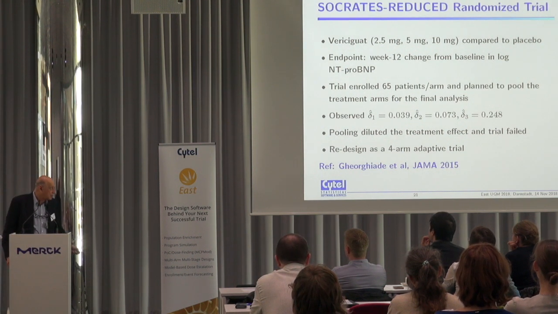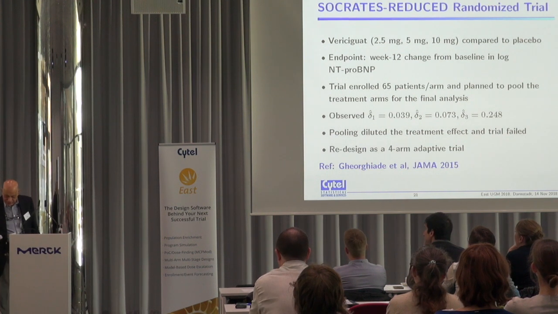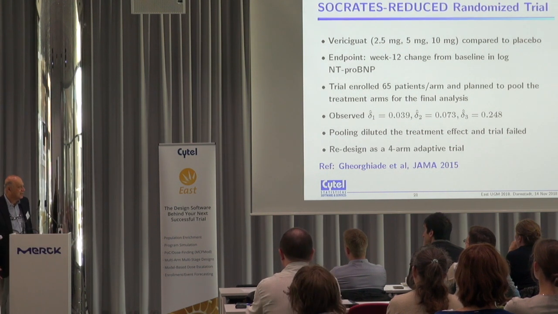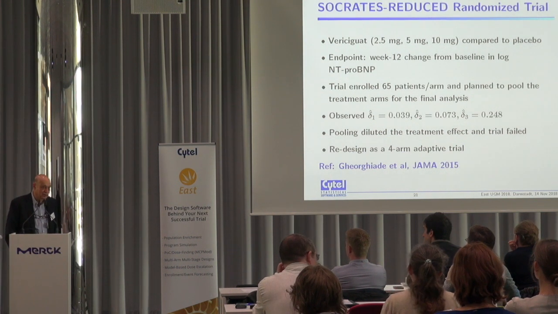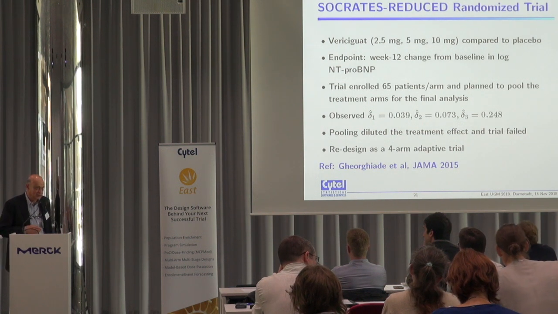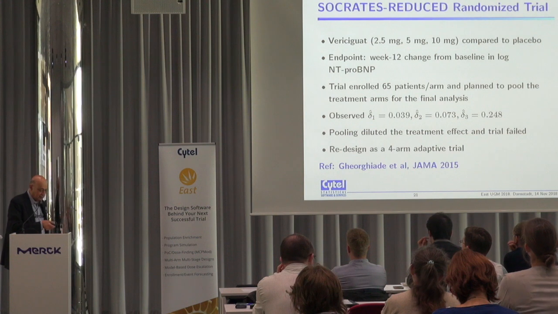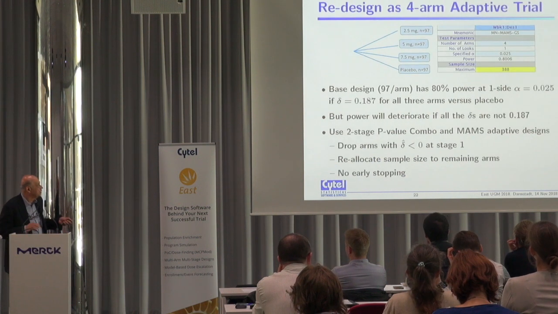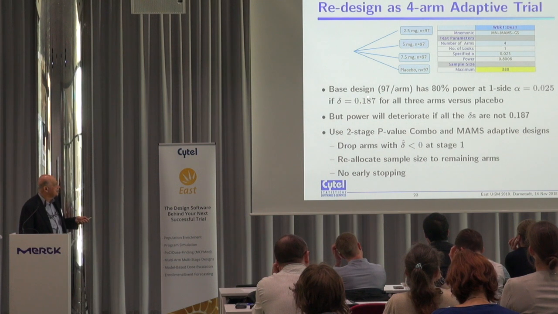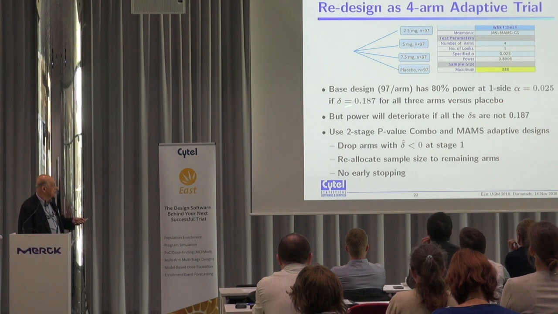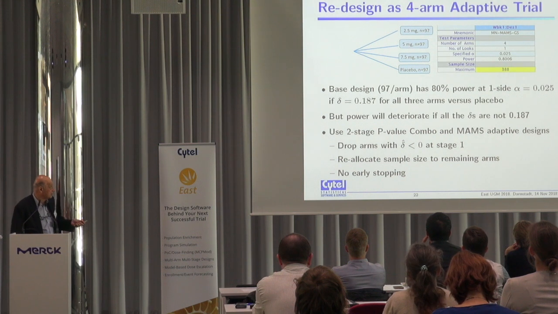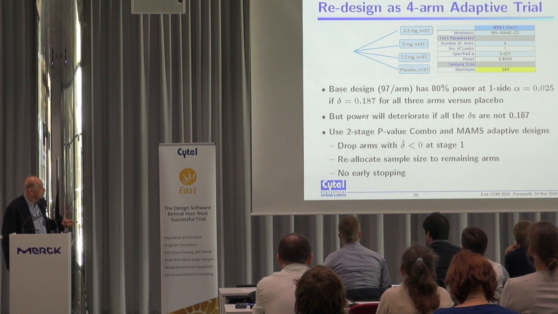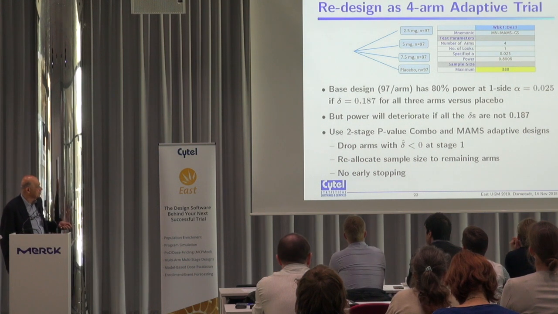So what we figured is what if we had been involved from the beginning and had treated it as a regular multi-arm trial against a common control with an interim analysis to drop losing doses. And so we speculated that if we had designed it in that way from the beginning, we'd have needed 97 per arm under the assumption of a common delta of 0.187, which is what they had assumed in their design. Now, of course, the power will deteriorate if the deltas are not 0.187.